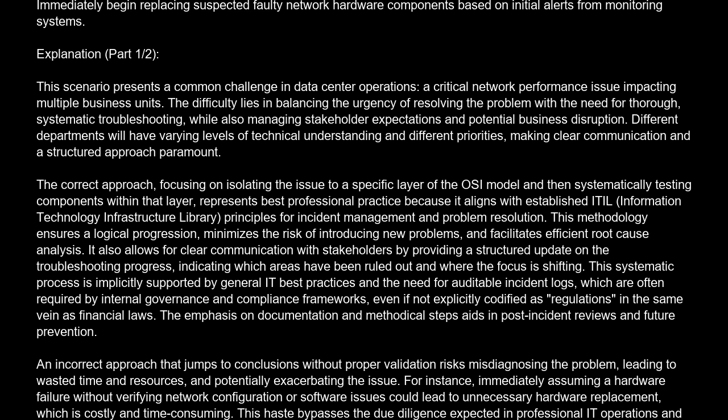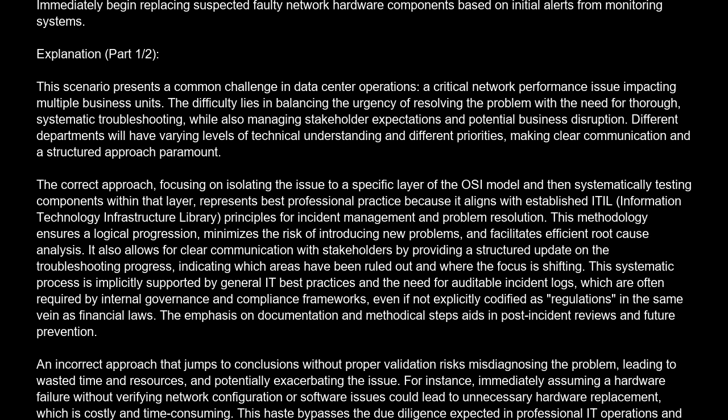Explanation. This scenario presents a common challenge in data center operations, a critical network performance issue impacting multiple business units. The difficulty lies in balancing the urgency of resolving the problem with the need for thorough, systematic troubleshooting, while also managing stakeholder expectations and potential business disruption. Different departments will have varying levels of technical understanding and different priorities, making clear communication and a structured approach paramount.